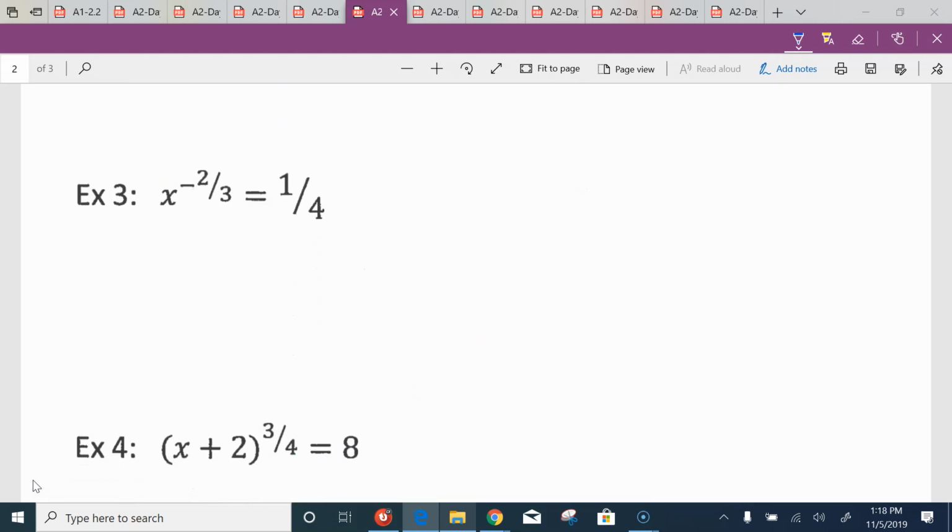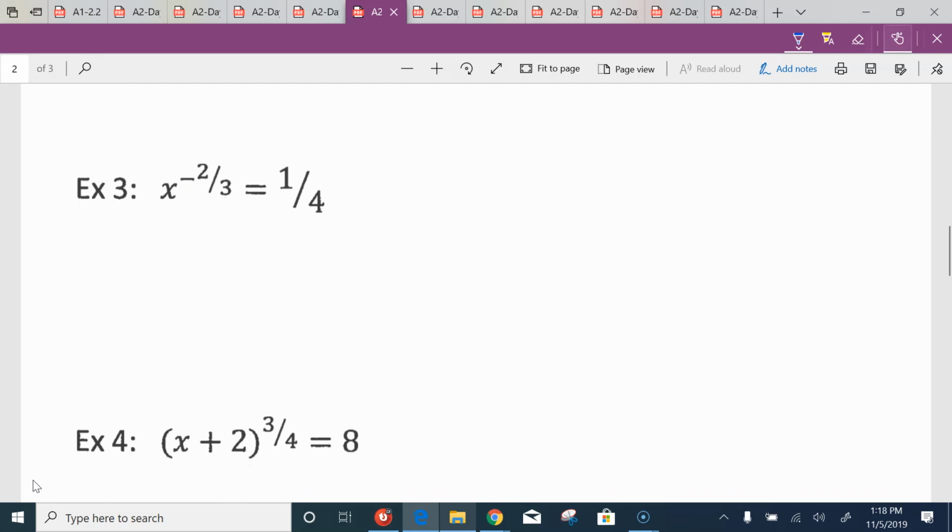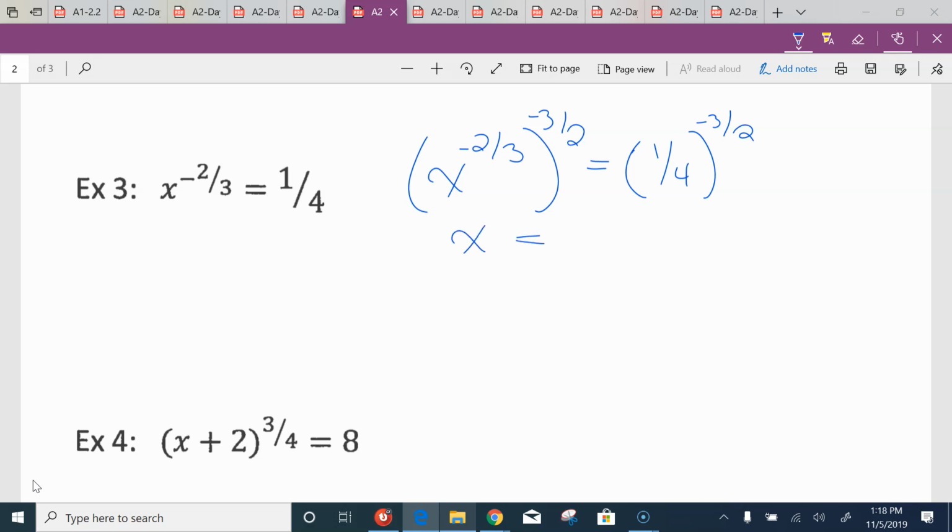Example 3 behaves the exact same way. So I'll begin by rewriting my equation, leaving enough room so that I can raise everything to the reciprocal on both sides. So I have 1/4 also raised to the -3/2. On the left side, the x cancels out, the exponents cancel out, and I'm left with just x. Now here's where it gets a little messy. A -3/2 means I'm going to have a fraction with 1/4 on the bottom raised to the 3rd power, square rooted. That's what I really have.